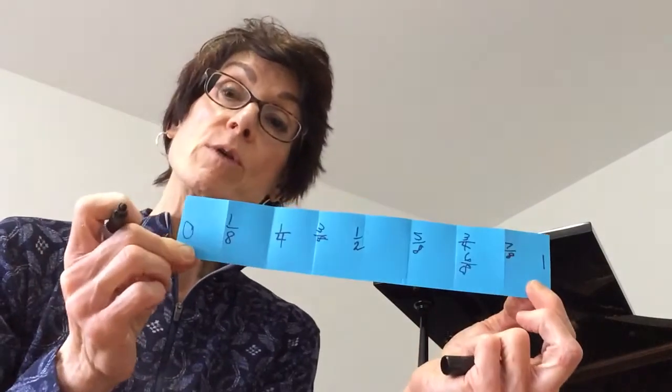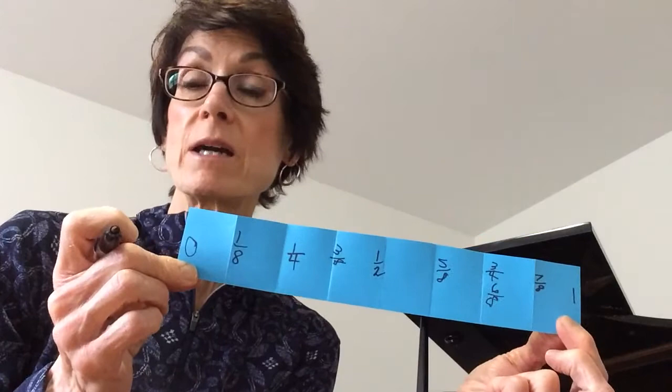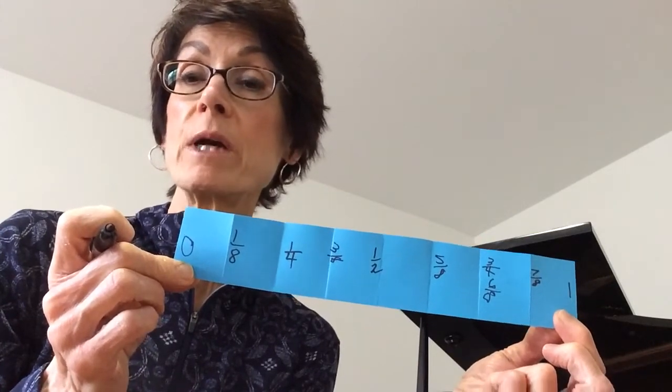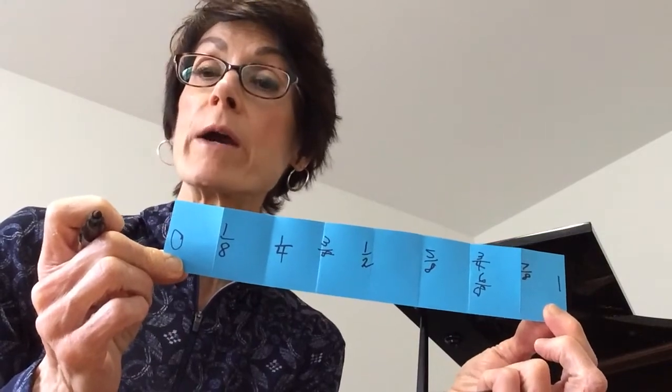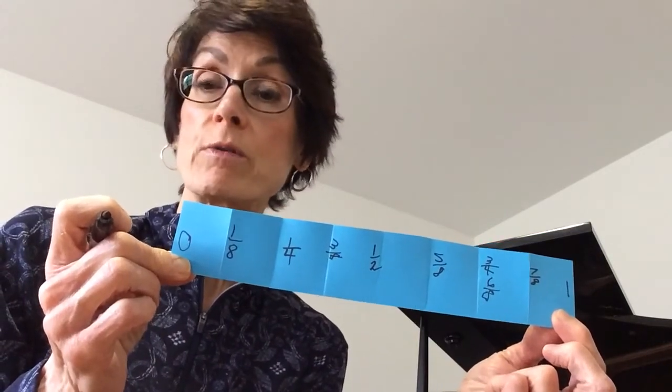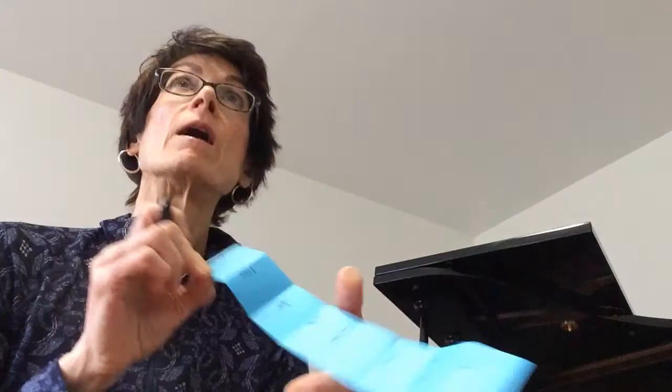So this is something you can use for a benchmark, and you can make this anytime at all. Anytime you have a strip of paper, you can use this as a benchmark to try and figure out where and how large your fraction is. All right, so we're going to use estimation with fractions, and there are two ways for us to do that. One is with benchmarks, and one is with the relative size of a fraction.